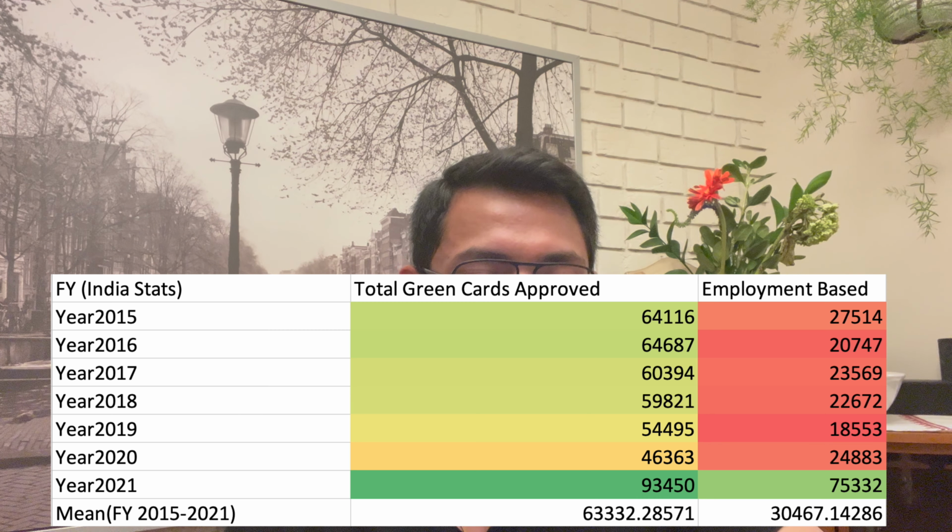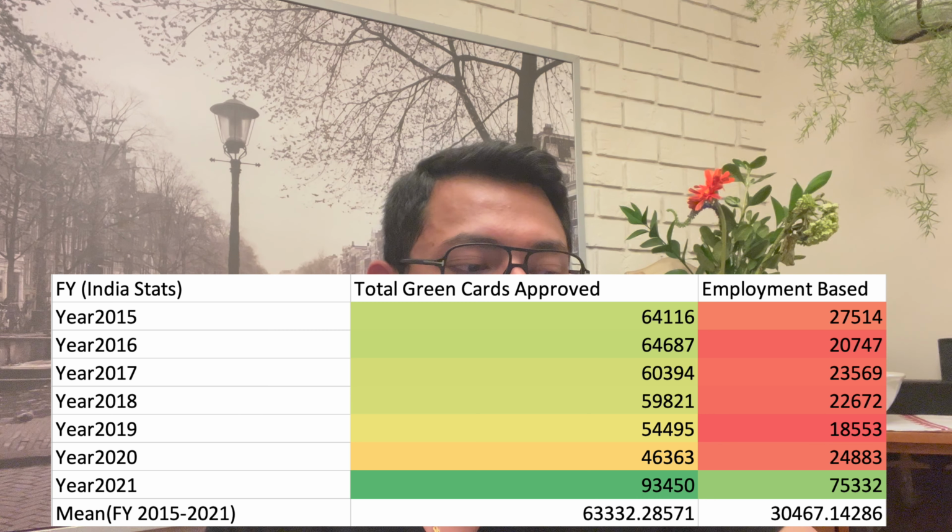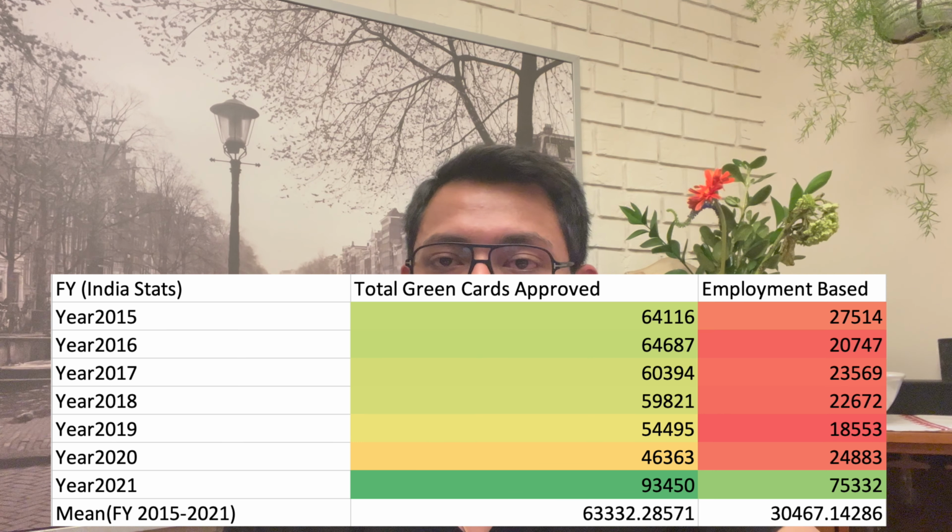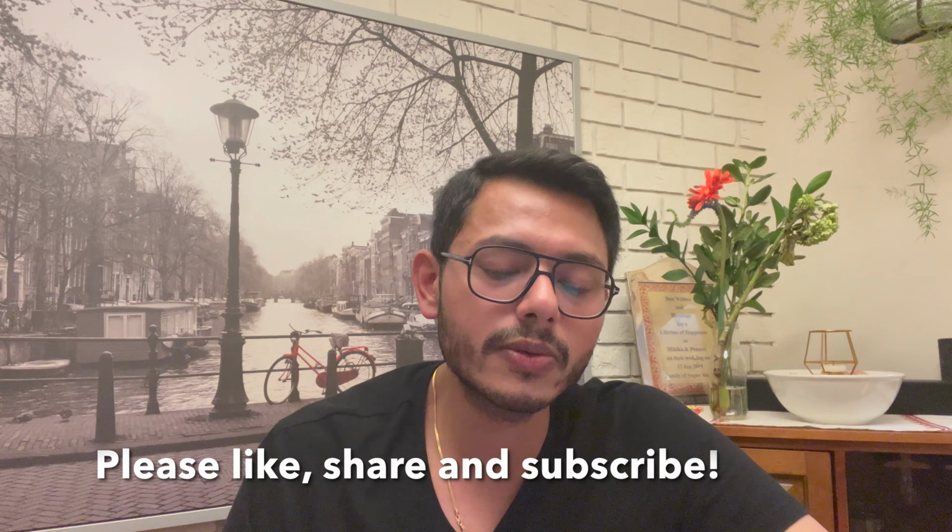One highlight of this table is that in year 2021, around 93,000 green cards were given to Indians. Out of that, 75,000, that's almost 80% or more than 80%, green cards were given or approved for employment based. Looking at the data, it clearly tells us that most Indians apply in the employment-based category, and that's where most of the green cards are also given by USCIS to Indian citizens.